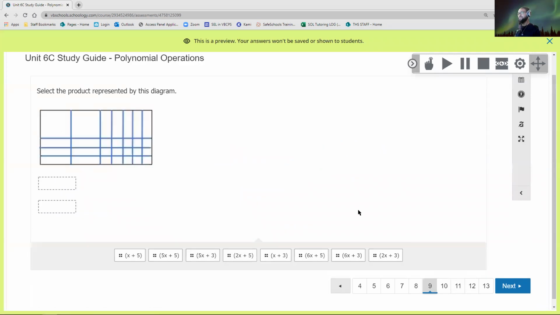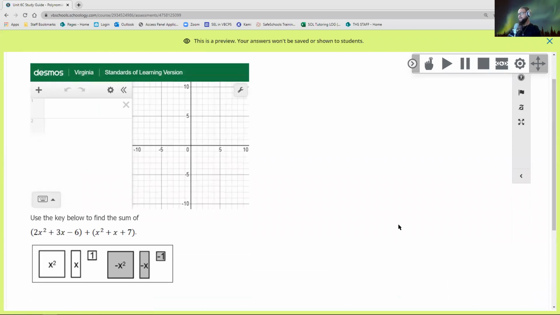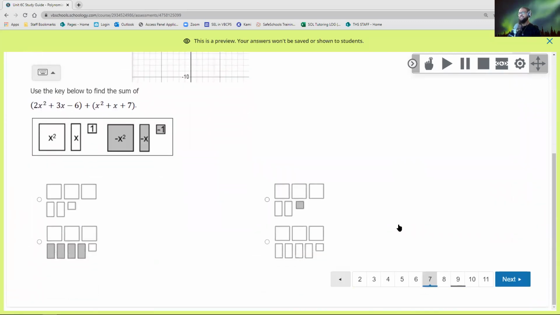9. Number 9 is one that I think a lot of students get confused. You know what? Actually, no, I'm going to go to 7 first, and then I'm going to go to 9. Number 7 says, use the key below to find the sum of these two polynomials. All right, and I think just algebra tiles in general may be confusing. And so I'm going to show you a method for how to do this type of problem.